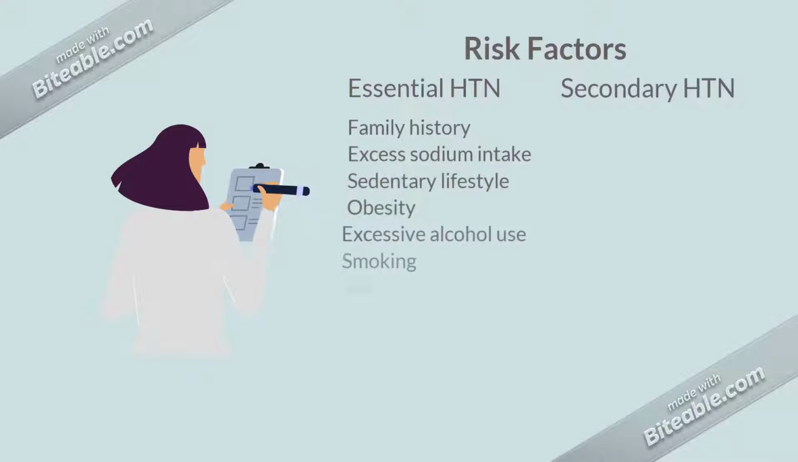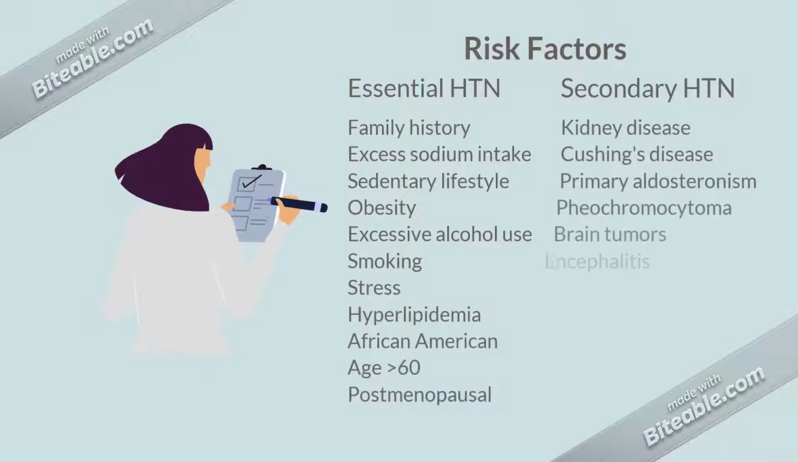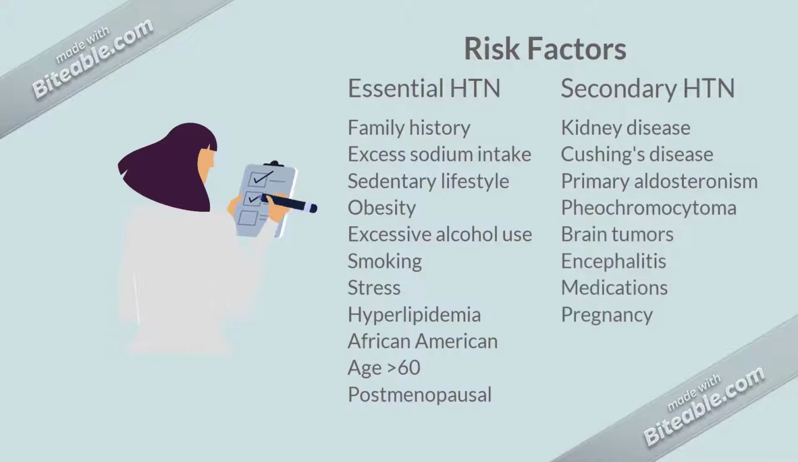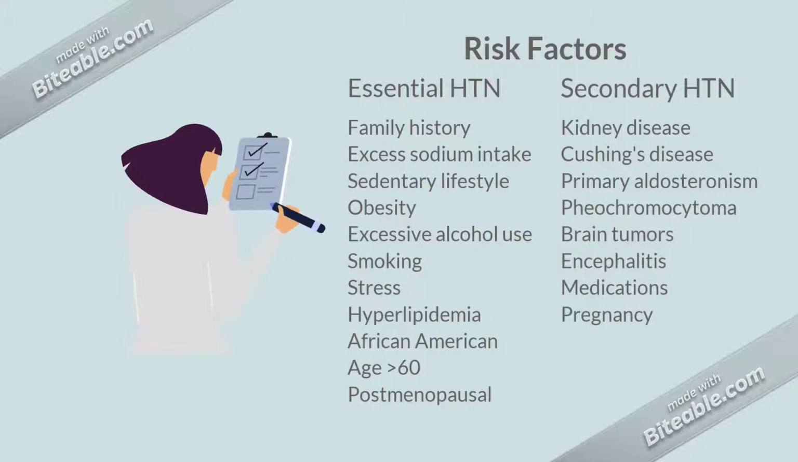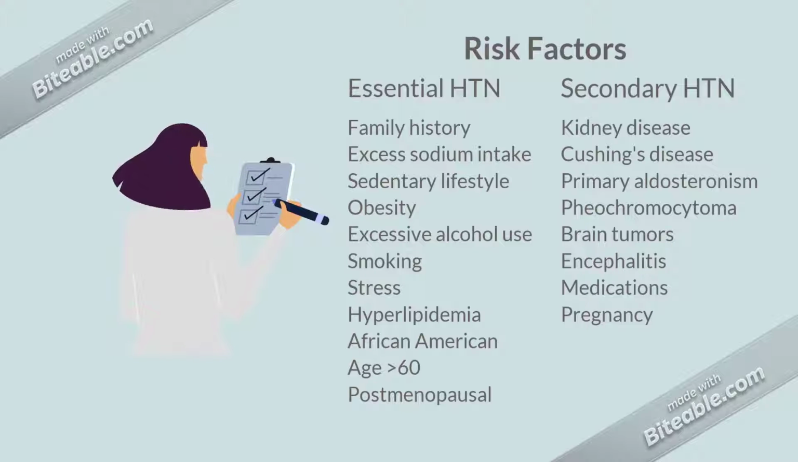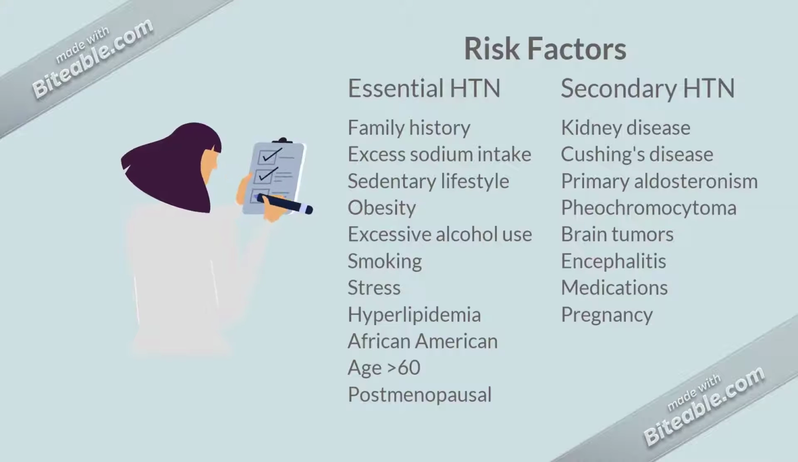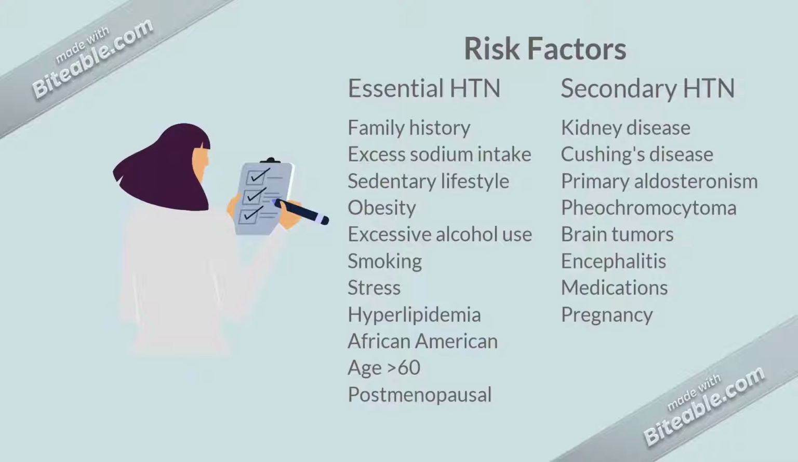There are two classifications of hypertension. These include essential and secondary. Risk factors for essential hypertension include family history, excess sodium intake, a sedentary lifestyle, obesity, excessive alcohol use, smoking or tobacco use, high stress levels, hyperlipidemia, African Americans, age older than 60, and being postmenopausal.